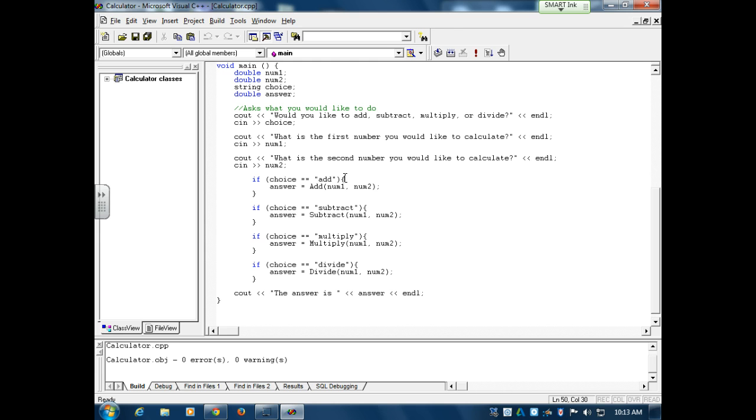Kevin: Okay, so equals equals is when you're comparing two things, and equals is when you're assigning something, a value to something. So basically, if you use equals with just one equals, no matter what you put, subtract, whatever, it'll always add, because you're assigning the choice to add all the time. With equals equals, you're comparing choice with add. So if it's not add, it'll do something else.